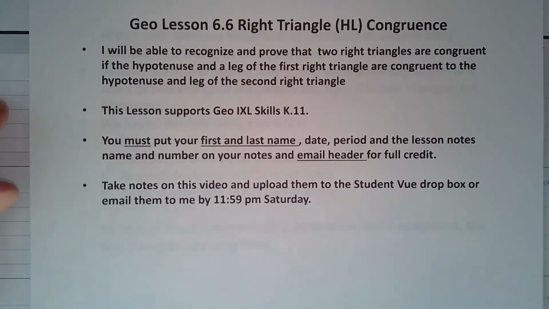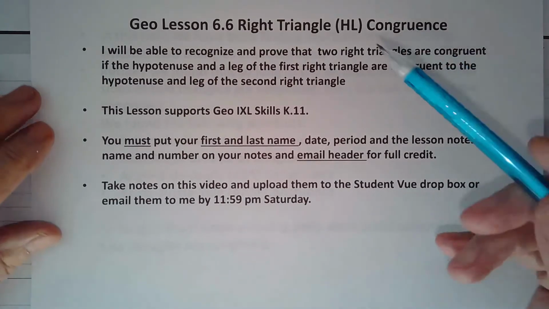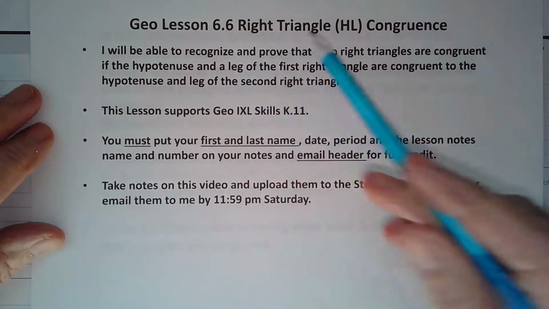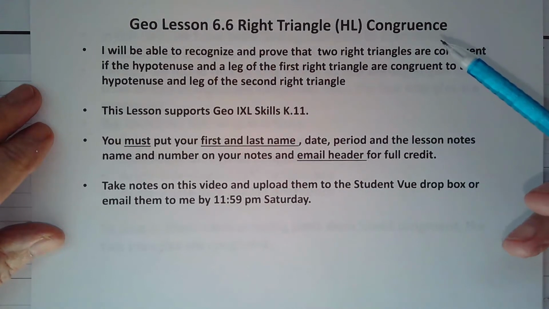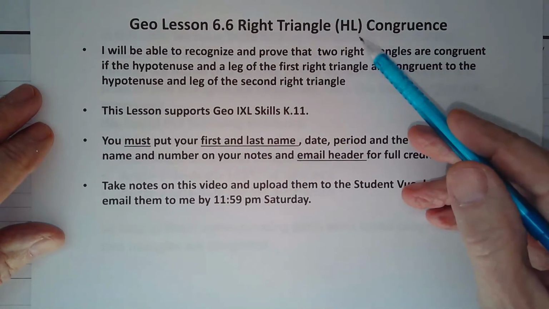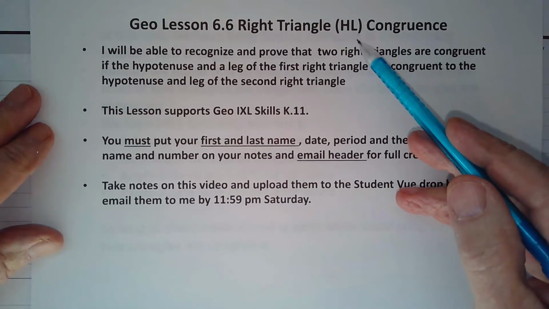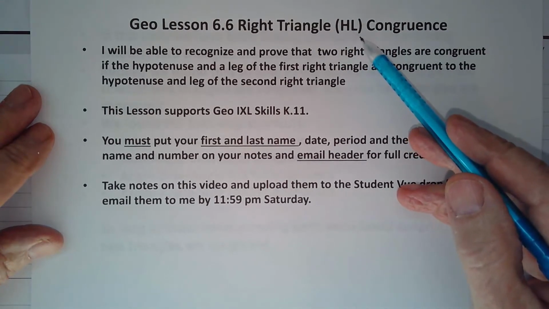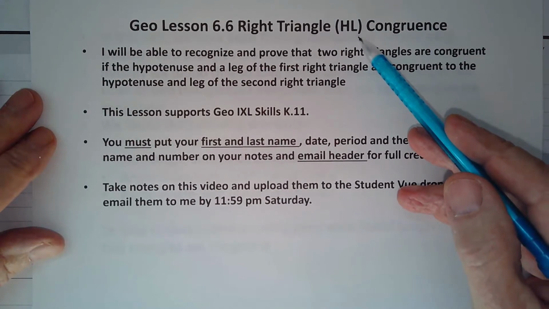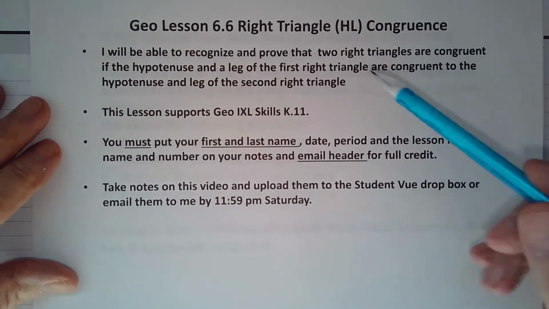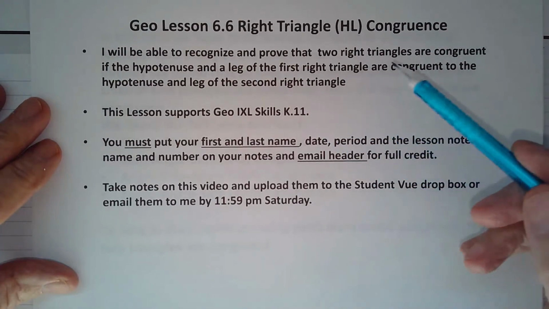Good morning. Today we are covering right triangle congruence. This is lesson 6.6 in geometry, and I have an HL here because the shortcut name for right triangle congruence is HL, or hypotenuse leg congruence, as we shall see. So what are we going to do?